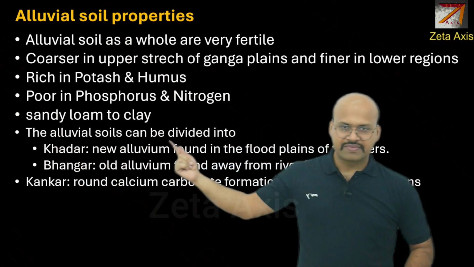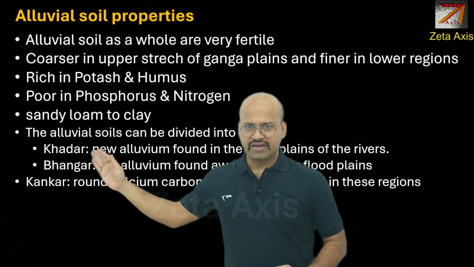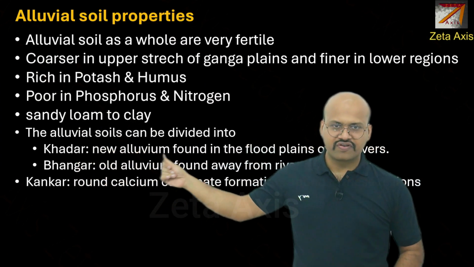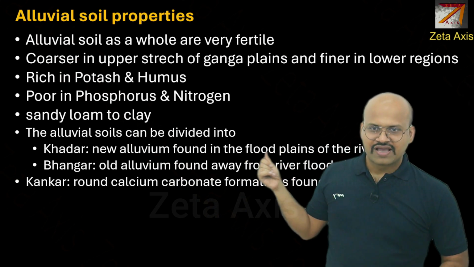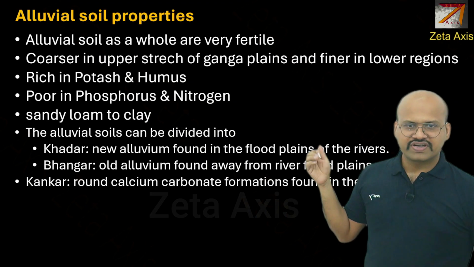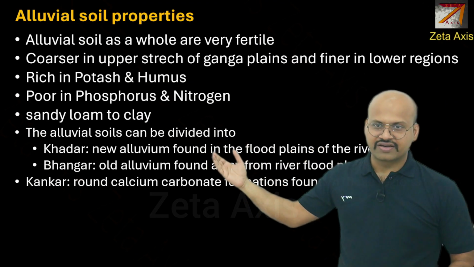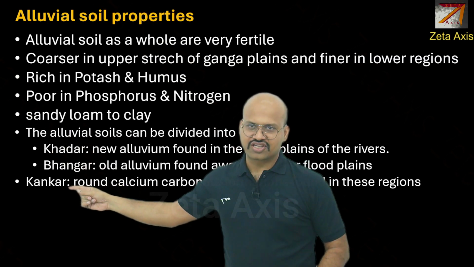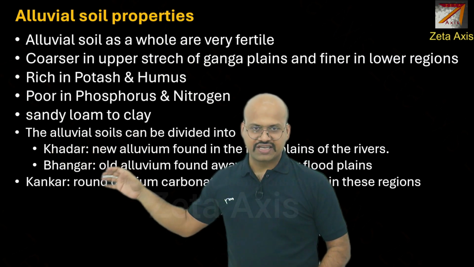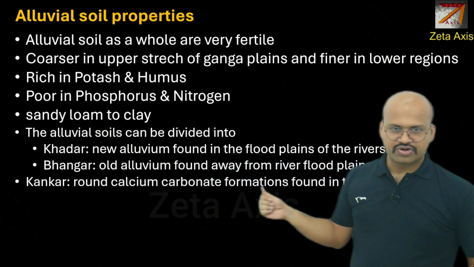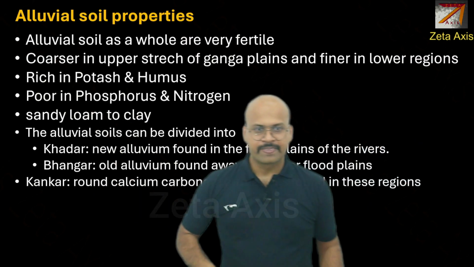The alluvial soil can be divided into Khaddar and Bhangar soil. So it is a new alluvial. The Khaddar is a new alluvial found in the floodplains of the rivers, and Bhangar is the old alluvial found away from the river floodplains. We will discuss what these Khaddar and Bhangar are in the upcoming slides. And Kankar is also a characteristic of northern alluvial soils in the Indus-Ganga plains. It is round calcium carbonate formations found in the Ganga plains.